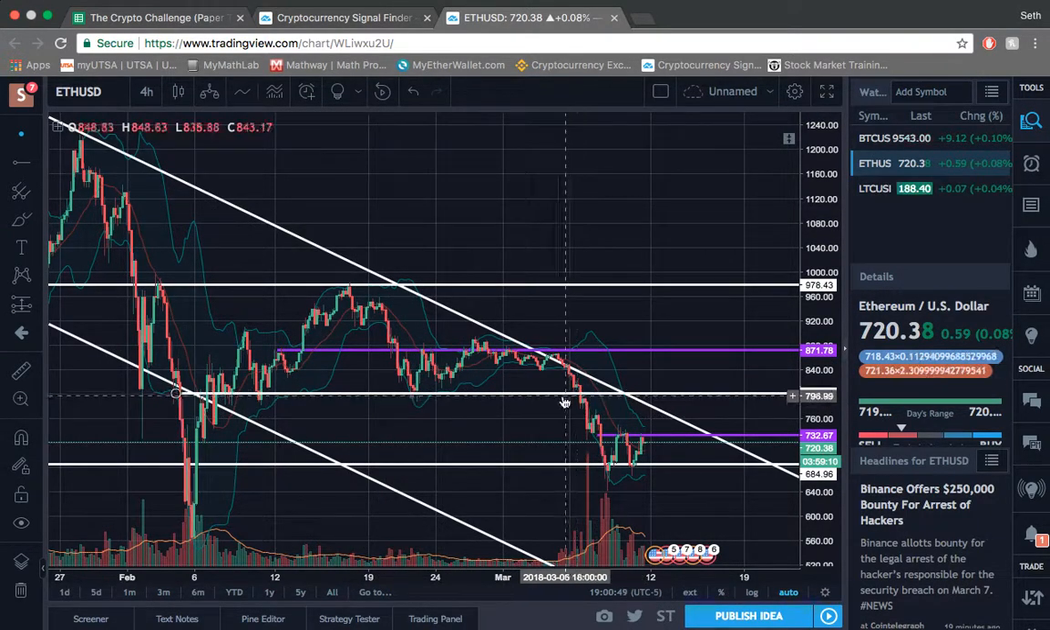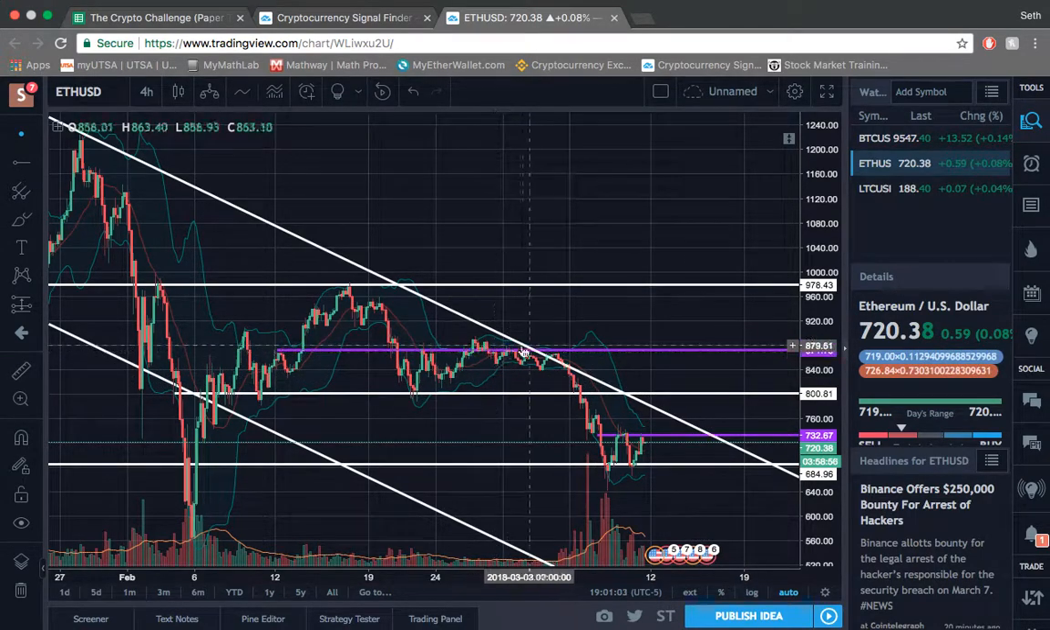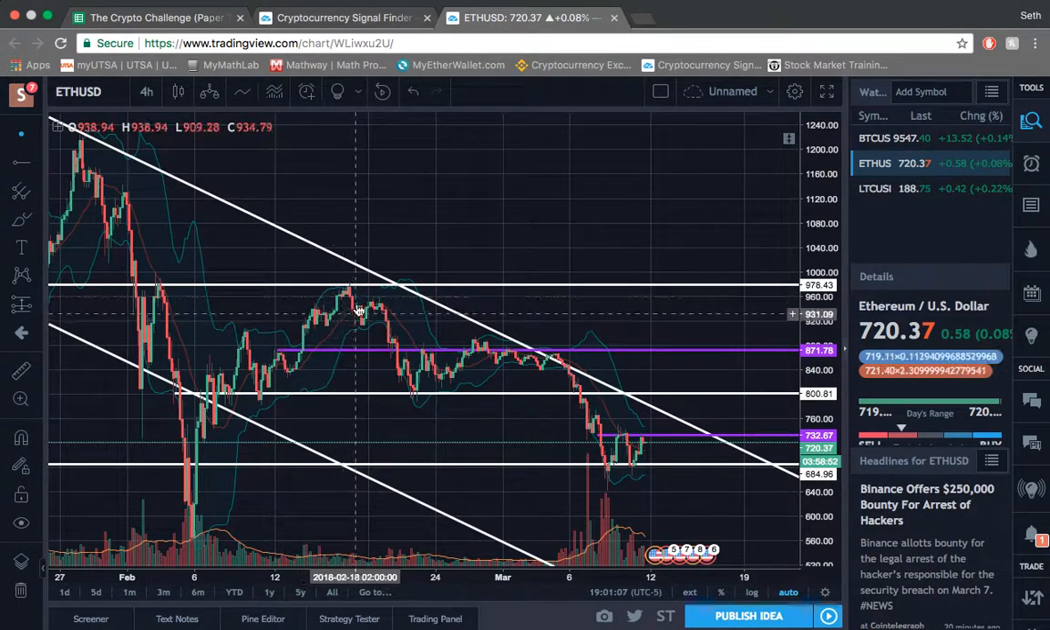So if we were to break this, remember we made this trend line, or I'm sorry, this resistance line on the daily chart. If we were to break this, we'd probably see a little bit of resistance right here, possibly bounce back, start a little consolidation period. Or if we do break this, then we can fully expect to get up to around this area.